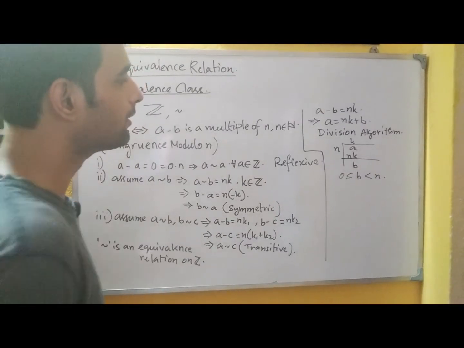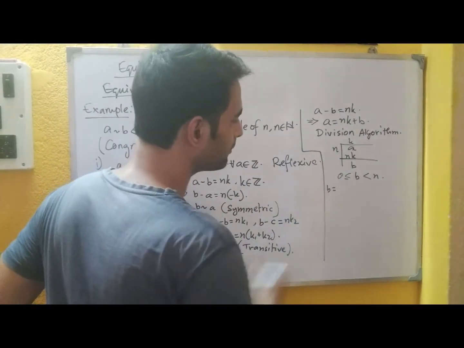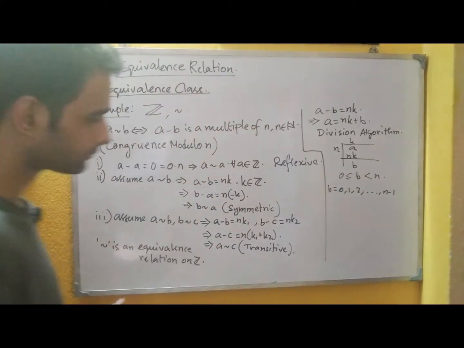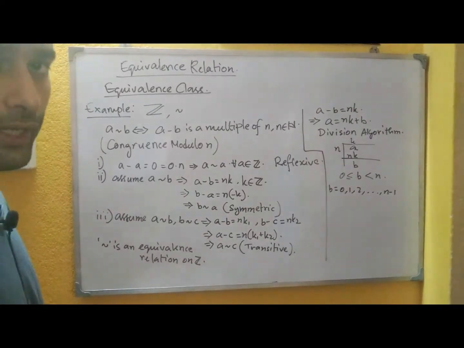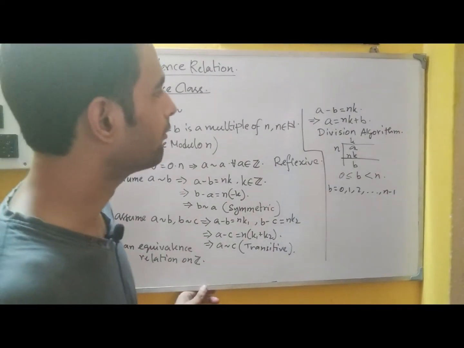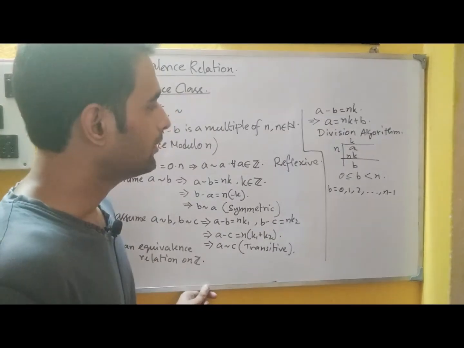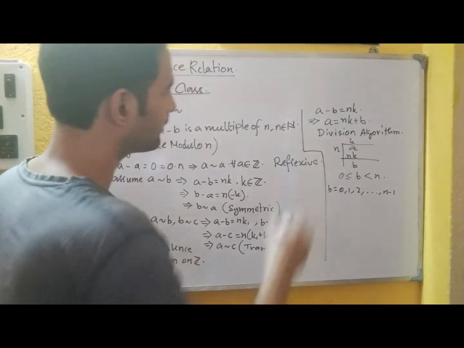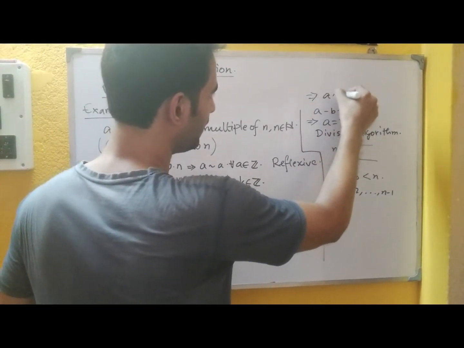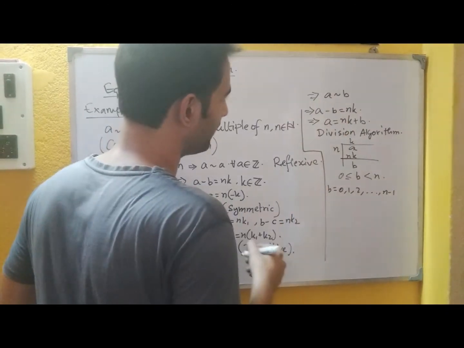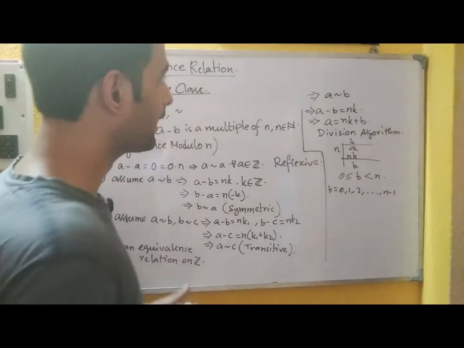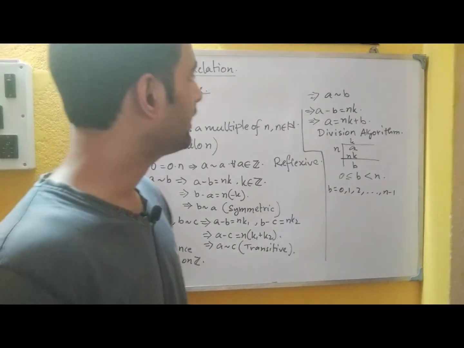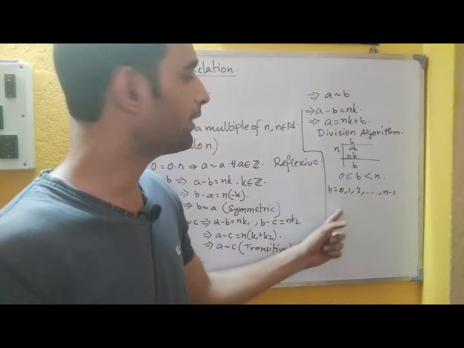So since b is an integer, what are the possible values for b? B can be 0, 1, 2 up to n minus 1, because there are n possible remainders when we are dividing by n. So these are the values for b. So here a tilde b is giving this one, and from here we can see that another meaning of a tilde b is that whenever we are dividing a by n, b will be the remainder in that case.